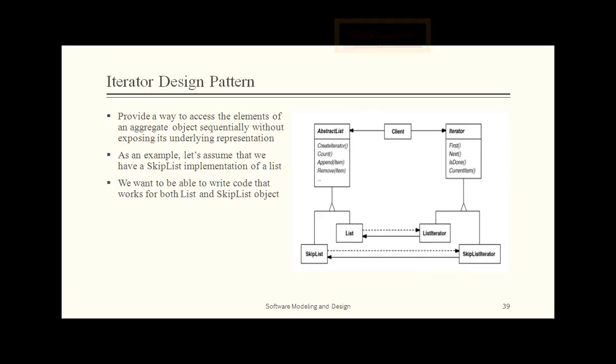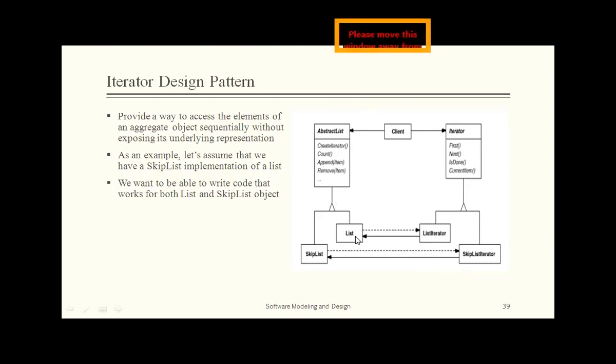What this example denotes: let's assume that we have a skip list implementation of a list. A skip list is a data structure with characteristics similar to balanced trees. What we want is to be able to write code that works for both list as well as skip list objects. So what we can do is define an abstract list class here. You can see here the abstract list class that provides a common interface for manipulating lists.